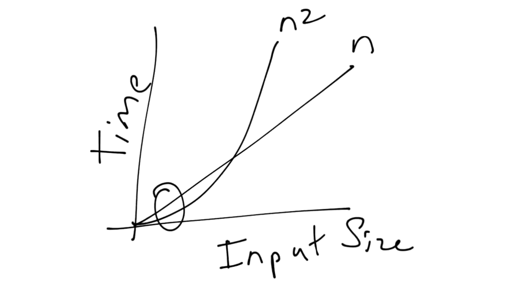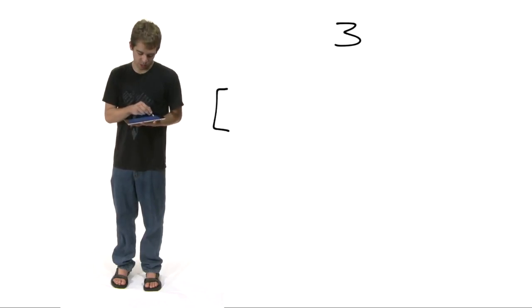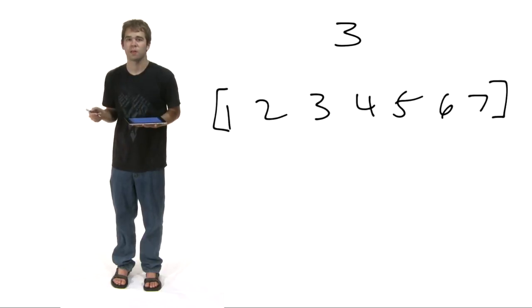Another asymptotic complexity is logarithmic time, big O of log n. An example of an algorithm that runs this quickly is the classic binary search algorithm for finding an element in an already sorted list of elements. If you don't know what binary search does, I'll explain it for you really quickly. Let's say we're looking for the number 3 in this array of integers.